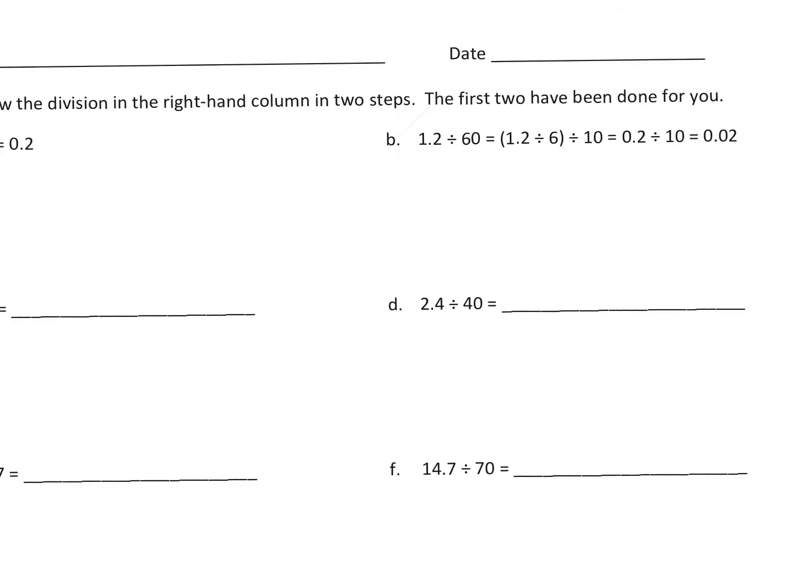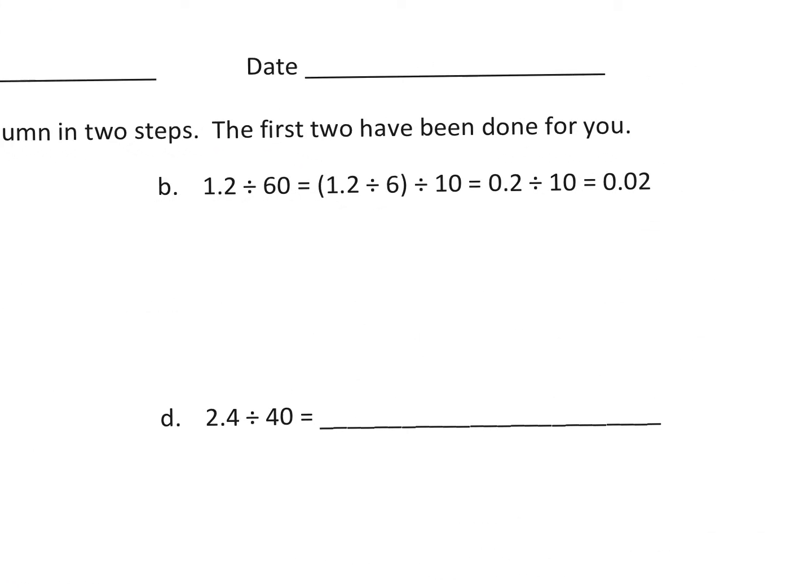So let's zoom in right here on what's happening. This is the 2-step part. Right here is 1 step. And here is the 2nd step. And then that's our answer right there. That's our answer, 0.02.